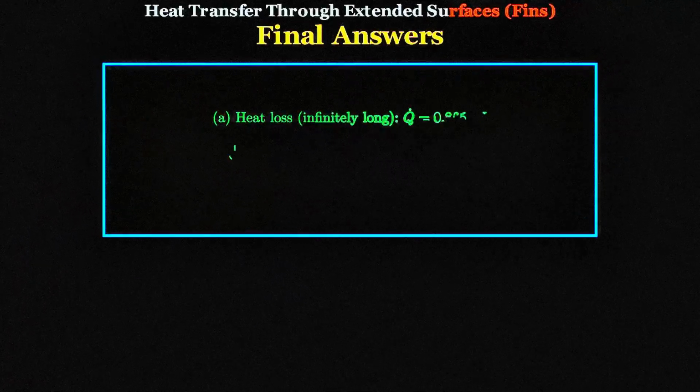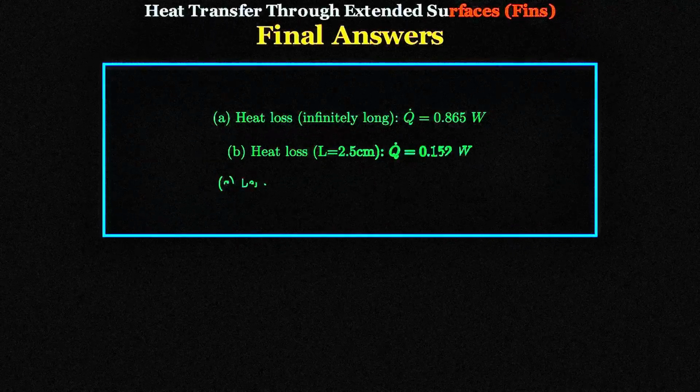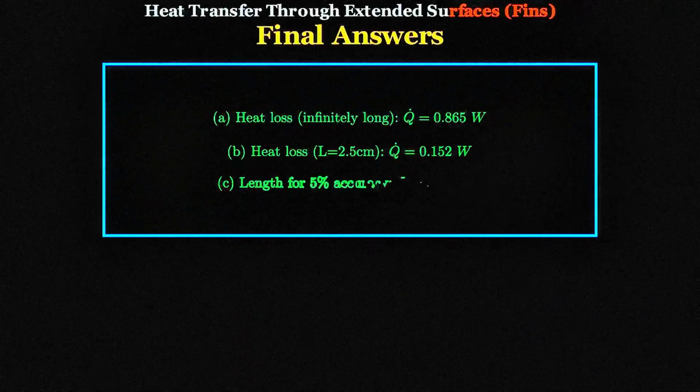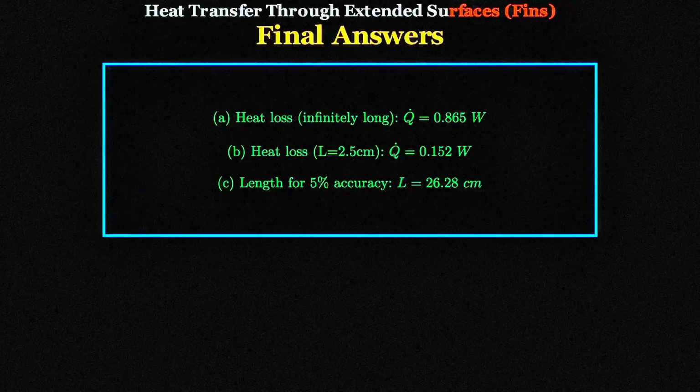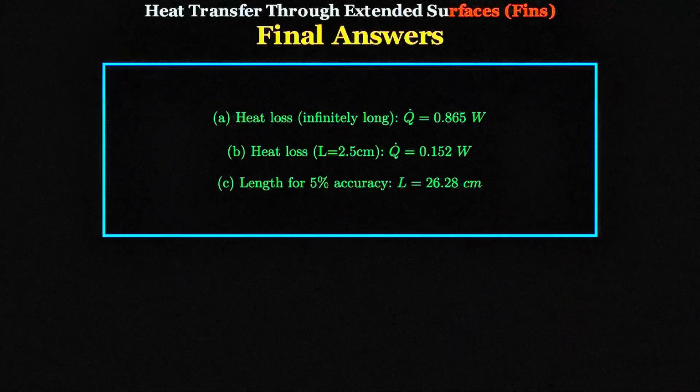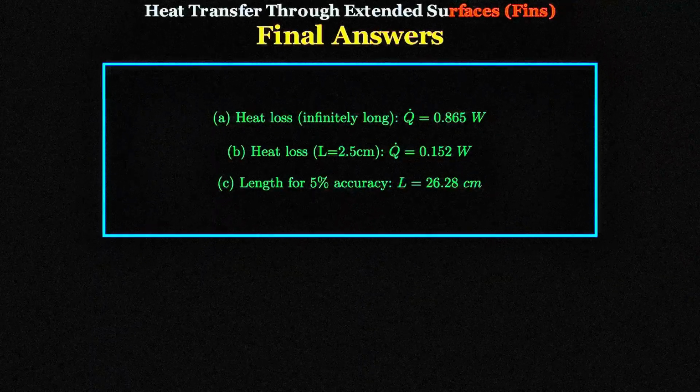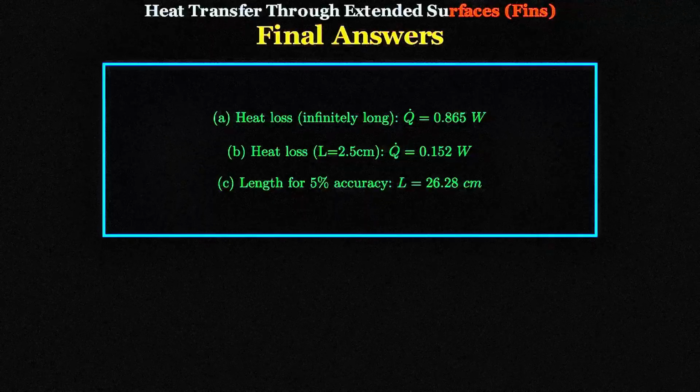Let's summarize our three answers. Part A, for an infinitely long fin, the heat loss is 0.865 watts. Part B, for a finite fin with length 2.5 centimeters and tip convection, the heat loss is 0.152 watts. And part C, the fin must be at least 26.28 centimeters long for the infinitely long solution to be accurate within 5%. This problem demonstrates the importance of considering fin length in thermal design. Short fins dissipate significantly less heat than the infinite fin approximation suggests, so proper length selection is critical for effective cooling systems. Let's solve problem 8.